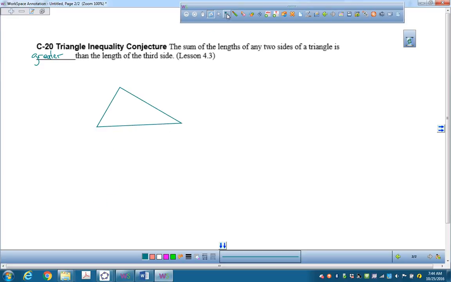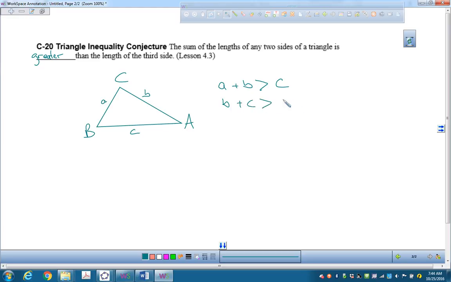So if I have A, B, and C. A lot of times when you label triangles, they'll call the side opposite angle A little a, the side opposite angle B little b, and the side opposite angle C little c. So a plus b has to be greater than c. Furthermore, b plus c has to be greater than a, and a plus c has to be greater than b.